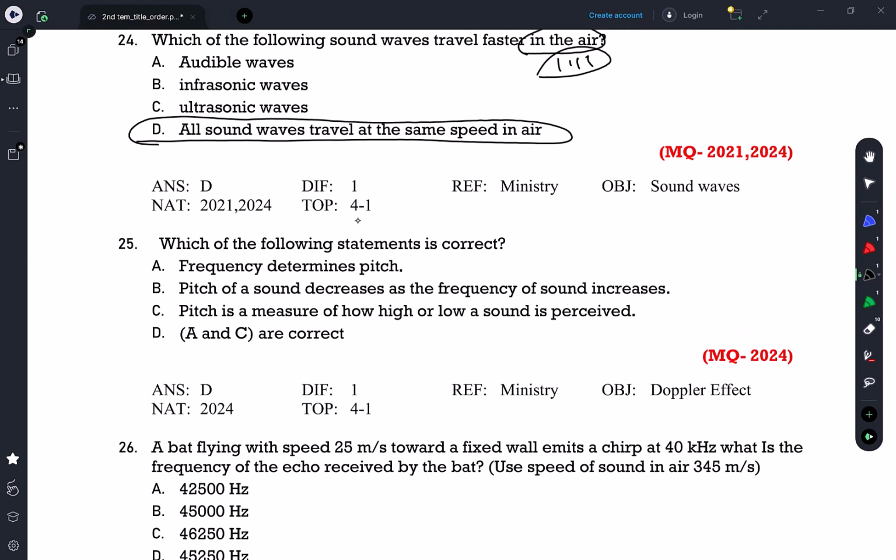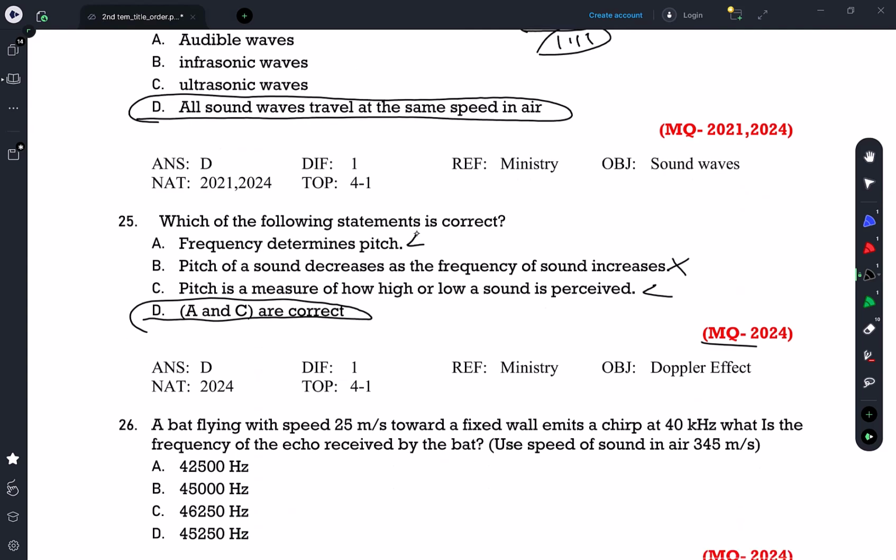Which of the following statements is correct? Frequency determines the pitch, correct. Pitch of a sound decreases as frequency increases, opposite. They are directly proportional. Pitch is a measure of how high or low a sound is perceived. Correct, that is the definition of pitch. So both A and C are correct. Yes, first-time asked question.